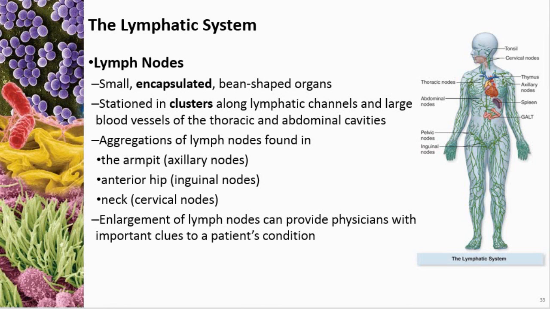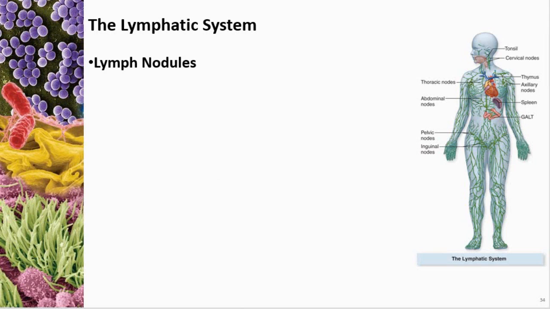When you go to the physician, they feel your neck, and one of the things they're feeling for is swelling of these nodes, and that gives them a better idea of what is going on with the infection. Okay, now lymph nodules are different. These things are very, very small, as small as 1 millimeter. They're unencapsulated, so there's no connective tissue around them.